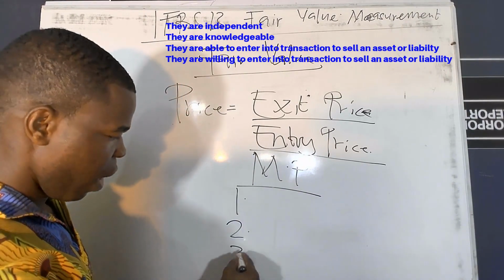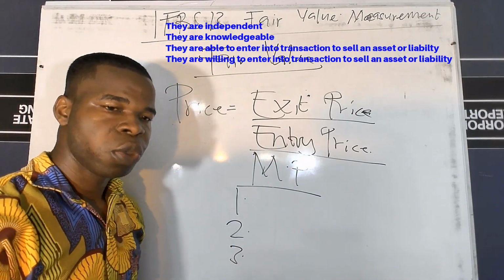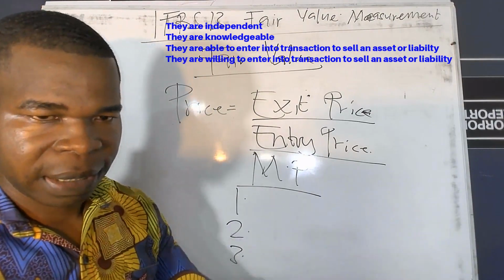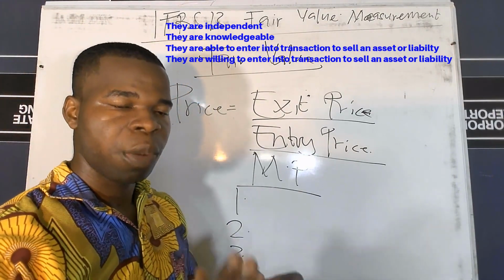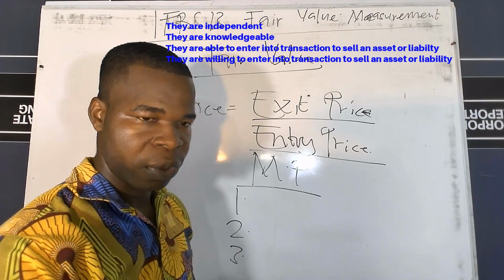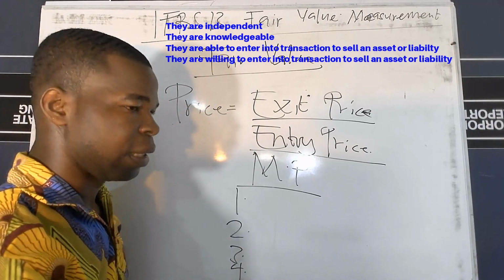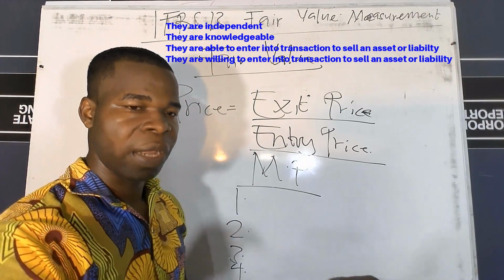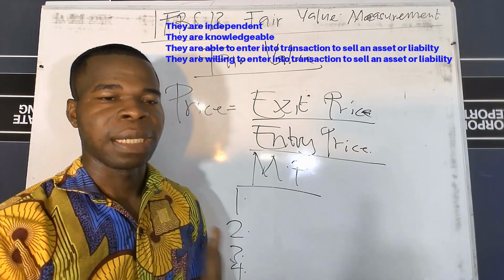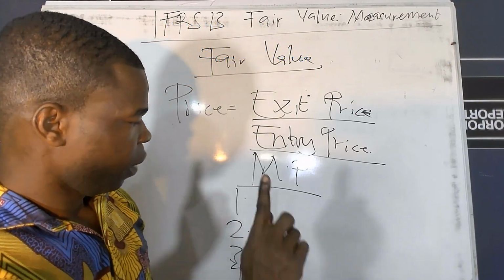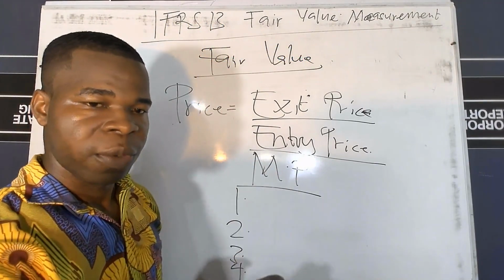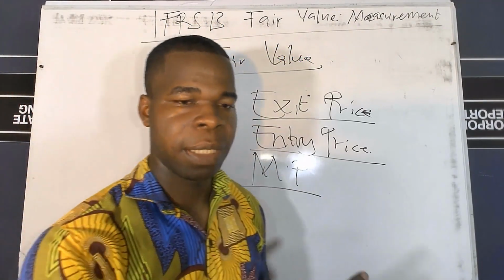The third one is that they are able to enter into transactions for assets and liabilities. They are not forced. They have that ableness. And the last one, the fourth one, is that they are willing to enter into transactions for assets and liabilities. That is for the features or the characteristics of market participants.